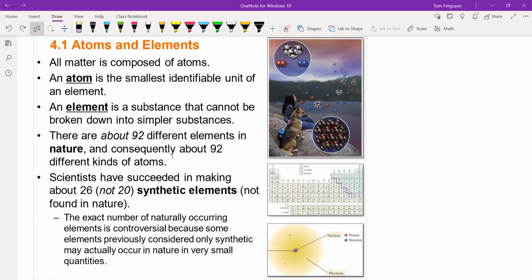Here's uranium right here. So everything beyond that is synthetic.